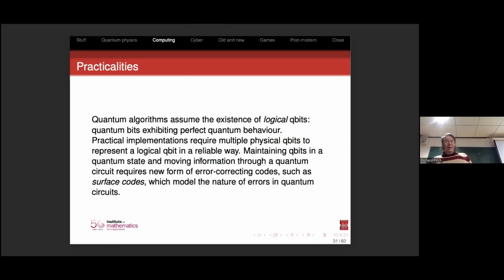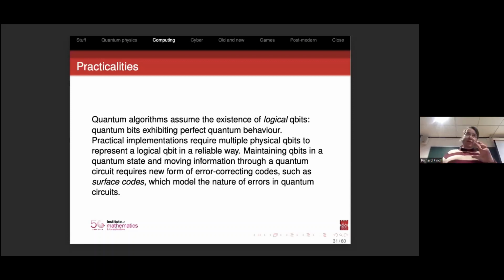So I've been talking about quantum algorithms and just assuming that we have logical qubits, in other words, quantum bits that just behave perfectly as mathematical entities, quantum circuits that just do their job of transforming quantum bits from one thing to another. Technology doesn't work like that. Practical implementations require multiple physical quantum bits, in other words, lots and lots of atoms, or some number of atoms, all spinning the same way, say, to represent one logical quantum bit. And getting that to work.